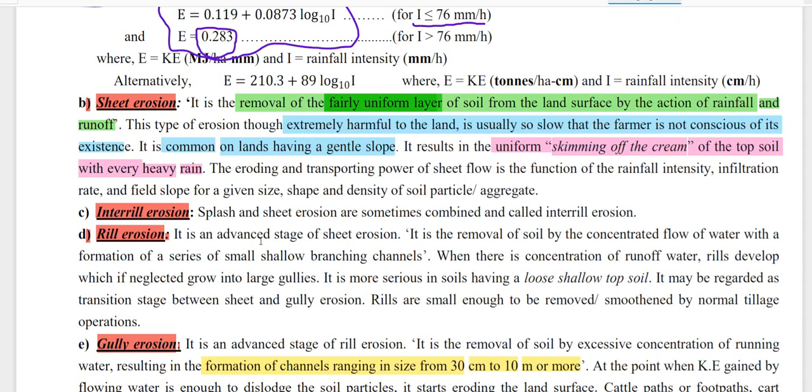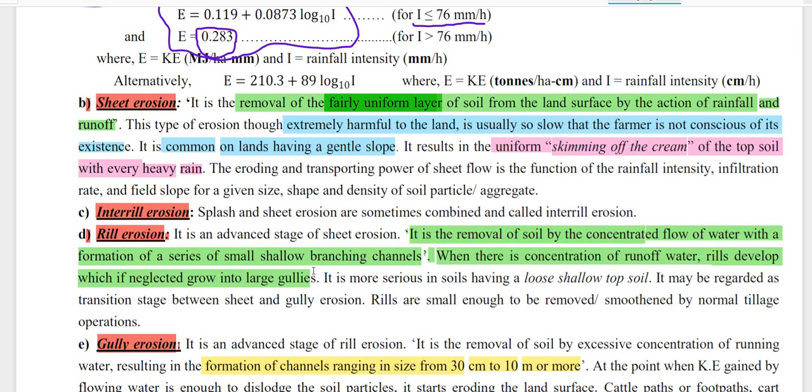What will happen if we do not control the sheet erosion? Then there is removal of soil by concentrated flow of the water with the formation of a series of small shallow branching channels. When there is a concentration of the runoff water, a rill develops, which if neglected grows into a large gully. Sheet erosion will be converted into rills, and again, if we do not control, then it will be converted into gullies. It is more serious in soil having a loose shallow topsoil.